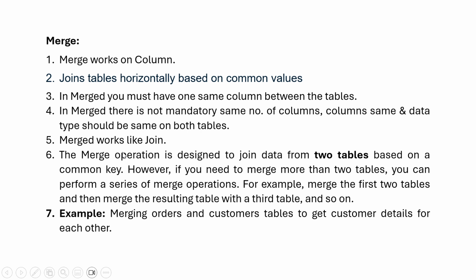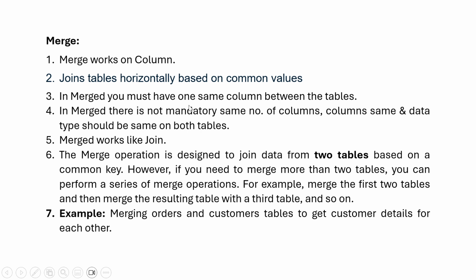It is like SQL. The merge operation is designed to join data from two or more tables based on a common key. If you need to merge more than two tables, you can perform a series of merge operations. For example, merge the first two tables and then merge the resulting table with the third table. There is no single option for this in merge. So when merging more than two tables, you must first merge two tables, and after that do the third and fourth. Example: merging orders and customers tables to get the customer details for each order.